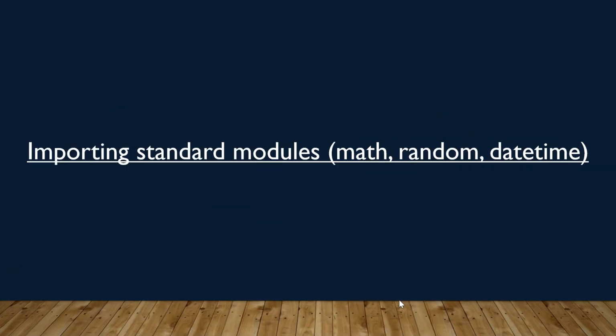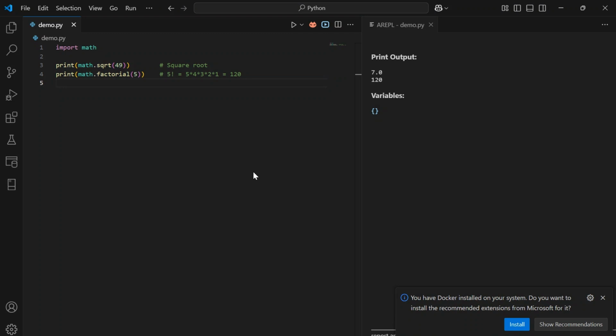First one, importing standard modules like math, random, and datetime. Let's see this with an example. Python gives you a toolbox filled with powerful tools called modules. You just need to import and use those. For example, consider you want to perform a few mathematical operations like the square root of a number or the factorial of a number. Implementing the whole logic consumes a lot of time. But there is a module called math in Python which will help you in solving all these kinds of mathematical operations.